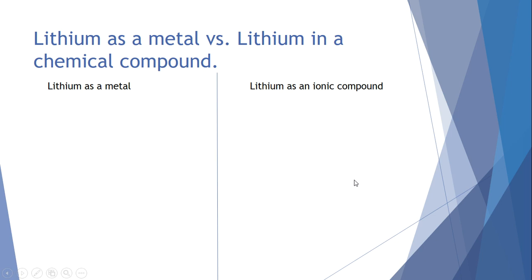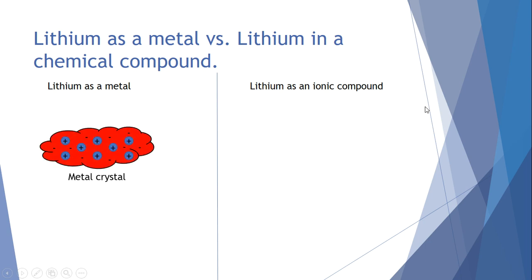Okay, so we've been comparing metals to ionic compounds. Let's do that in a bit more detail. So to the left, we're going to have lithium, how it behaves as a metal. And to the right, we're going to look at lithium as an ionic compound. Right? So as a metal, lithium is going to be in the shape of a metal crystal. When lithium has formed an ionic compound, it takes the shape of a salt crystal. In the salt crystal, we have interactions between cations and anions. In the metal crystal, we have interactions between cations and shared electrons, a shared electron cloud.